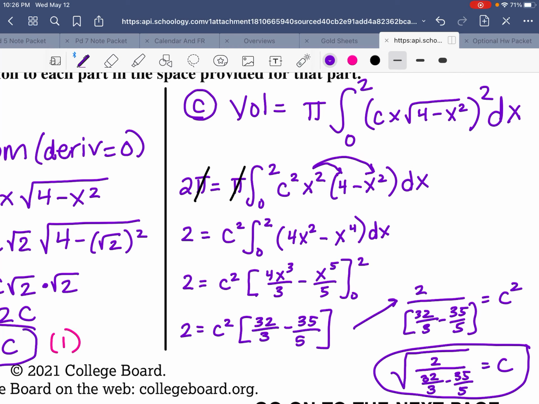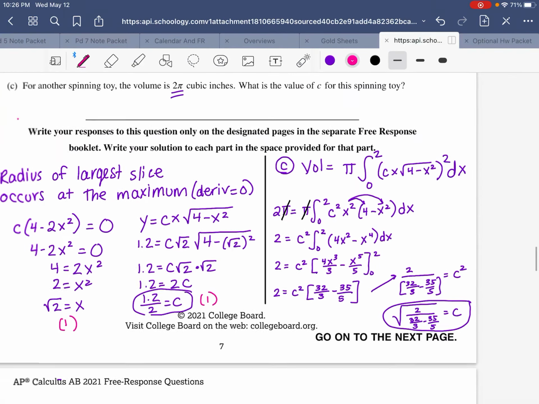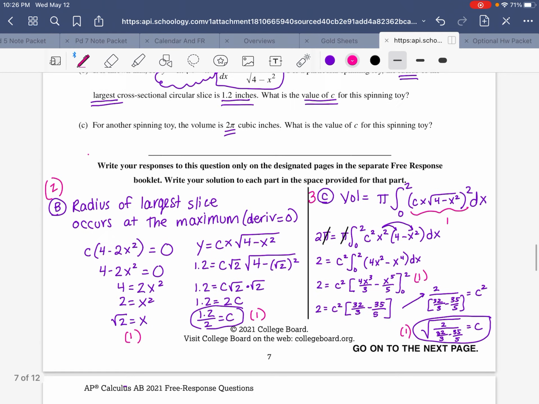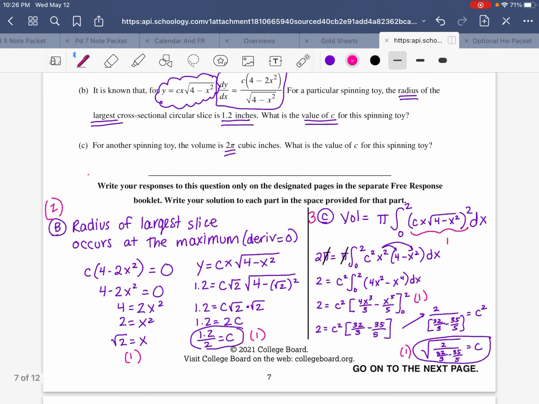Okay. I would guess that this was 3 points. I would guess that you would get 1 point for this integrand here, 1 point for correctly finding the antiderivative, and then the third final point for your answer. That was a pretty tough one, so you should be proud of yourself if you got any points along the way.